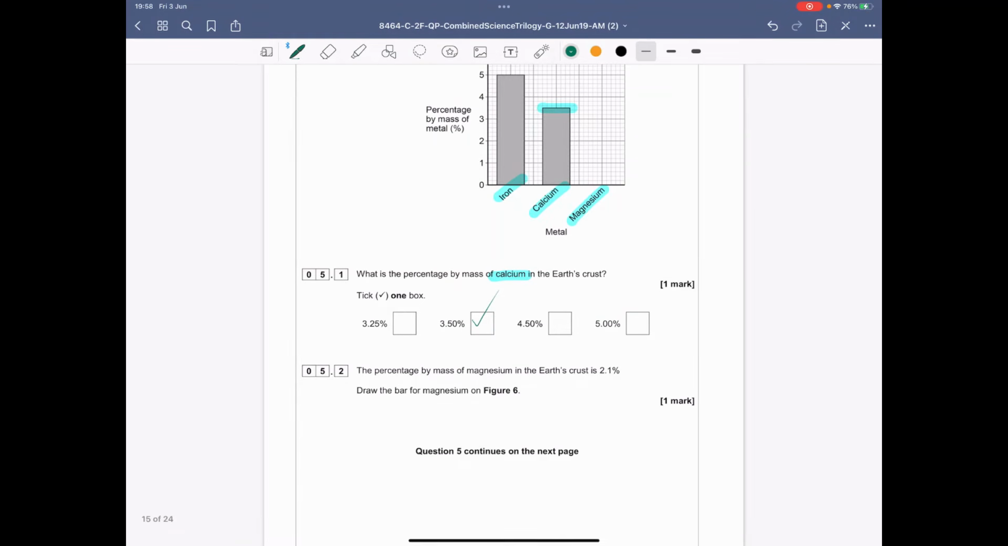The percentage by mass of magnesium in the Earth's crust is 2.1%. Draw the bar for magnesium on figure 6. So if we look at the scale, we see there's 5 squares in between whole numbers. That means each little square is worth 0.2. Because it's 2.1%, we have to be really accurate with our drawing here. It would have to be between the one small line between 2.0 and 2.2, so being really accurate, the little square just above the 2 line.